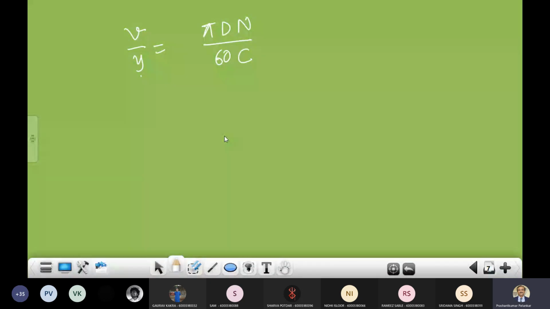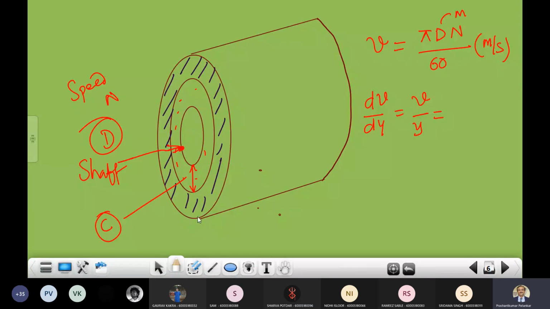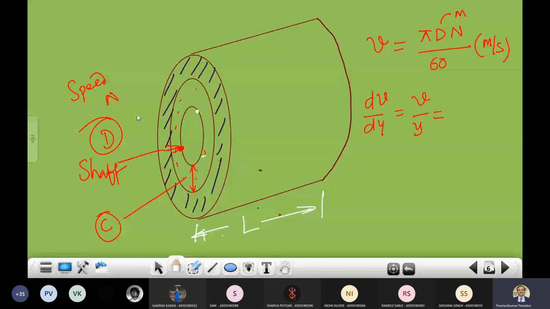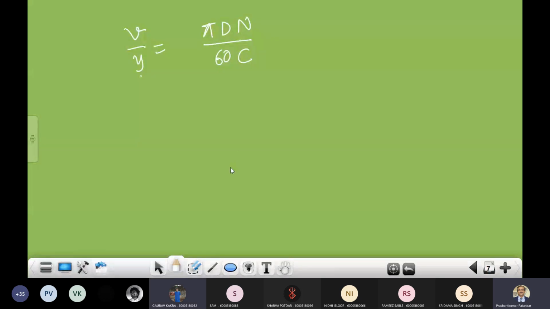Now see, let us assume that the length of this bush is L. In that case, what will be the surface area? Suppose you unwound this circumference, the circumferential area of this shaft will be pi D times L. Do you agree with me? Pi D times L. Yes, sir. So the area of your lube film, or the surface area of your lube film, is equal to pi into capital D into L, right?